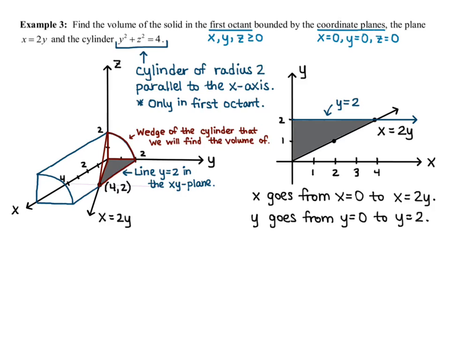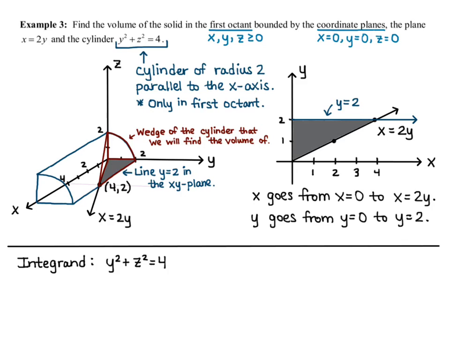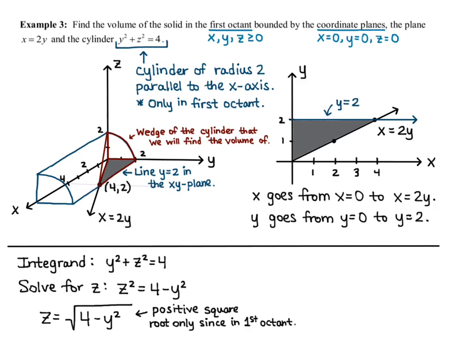The integrand will be the function involving z, which in this case is the cylinder, y squared plus z squared equals 4. We need to solve for z. z squared equals 4 minus y squared, so z equals the square root of 4 minus y squared. We only need the positive root because we're in the first octant.